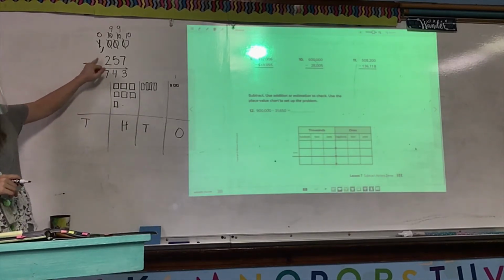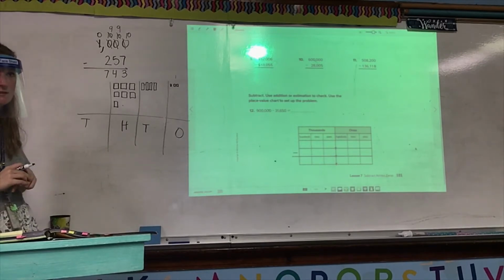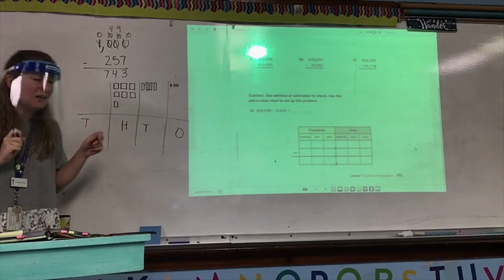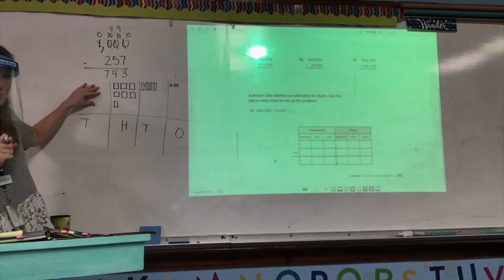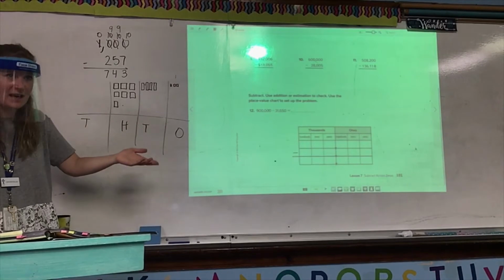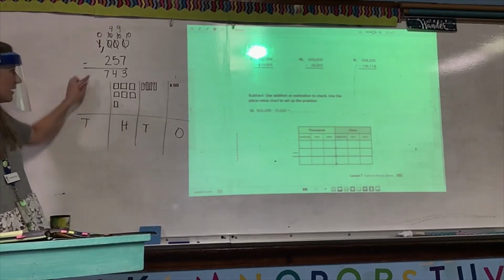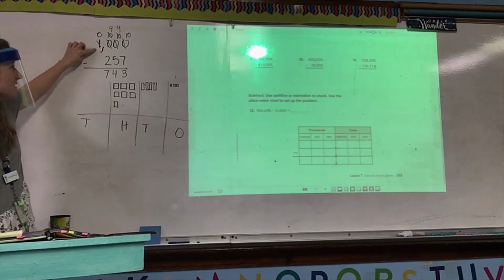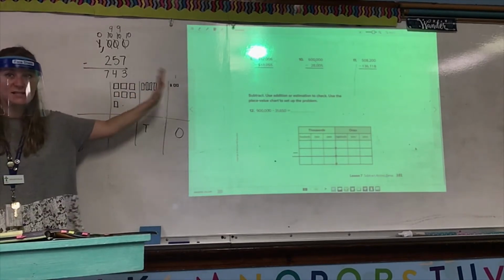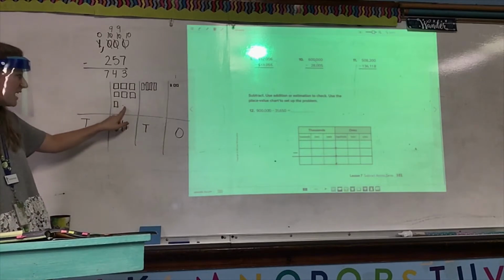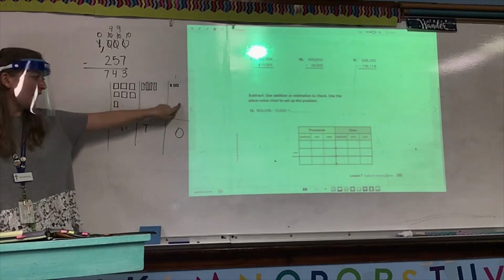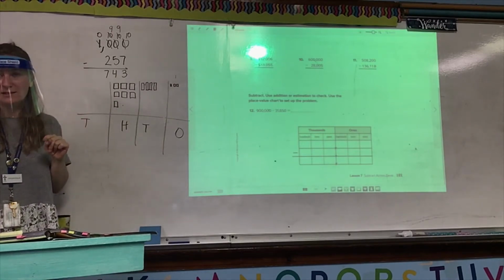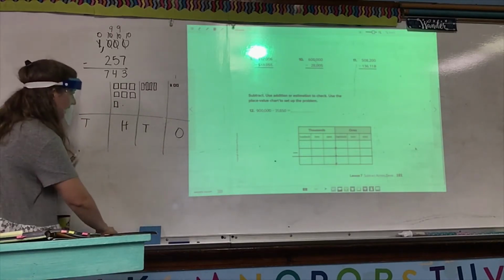Now, do I have anything to take away in the thousands place? No, which is good. If I start with 0 thousands cubes and I take nothing away, what do I have? 0, nothing. But do I have to put a 0 at the beginning? No. So now 1,000 minus 257, once we did all that regrouping, we have 7 hundreds, 4 tens, and 3 ones to make 743.